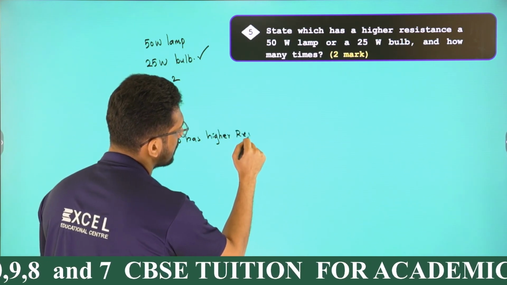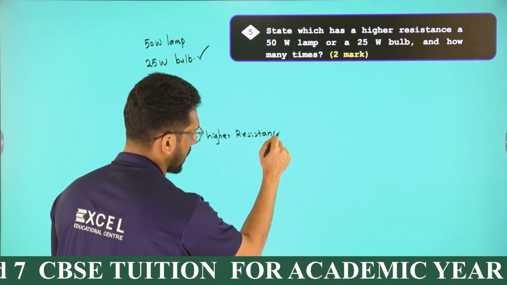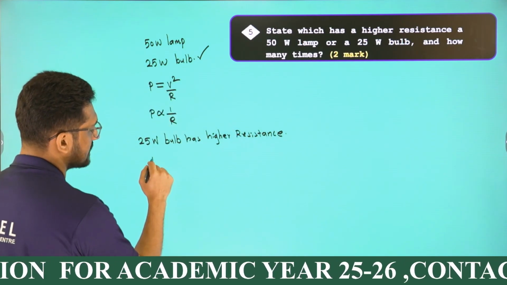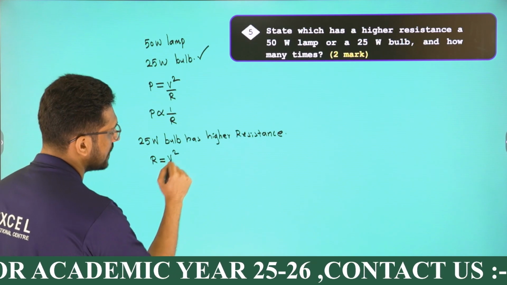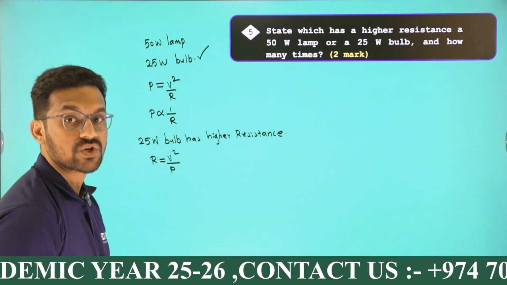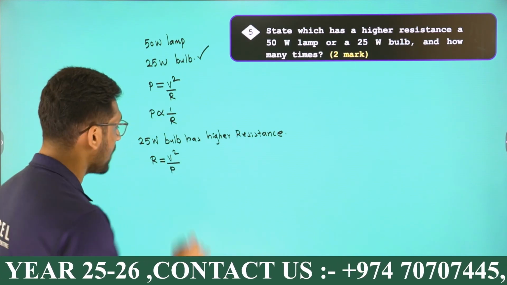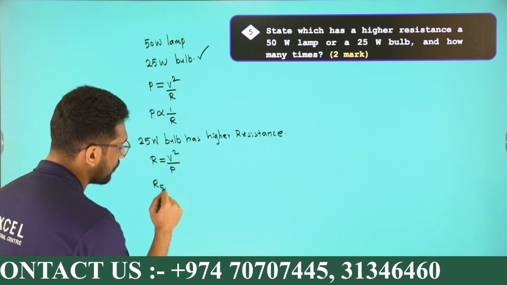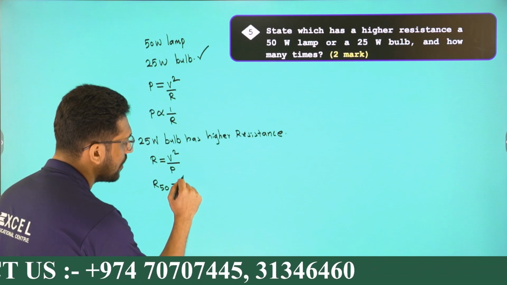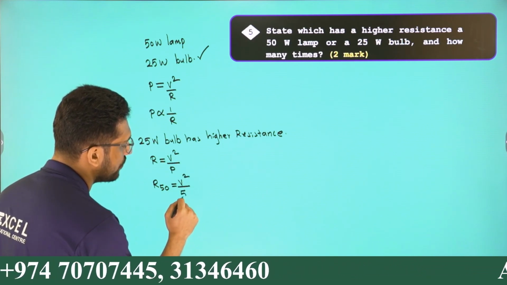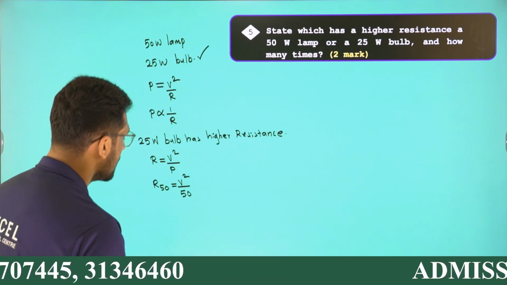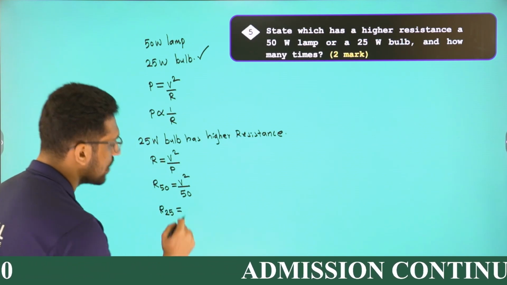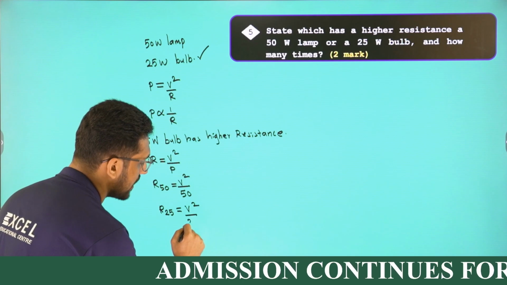Okay. How many times? How to find that? What is the equation for resistance? Equation for resistance will be V square divided by P. So the resistance of the 50 watt lamp will be V square divided by 50. 50 is the power. Now the resistance of the 25 watt bulb will be V square divided by 25.